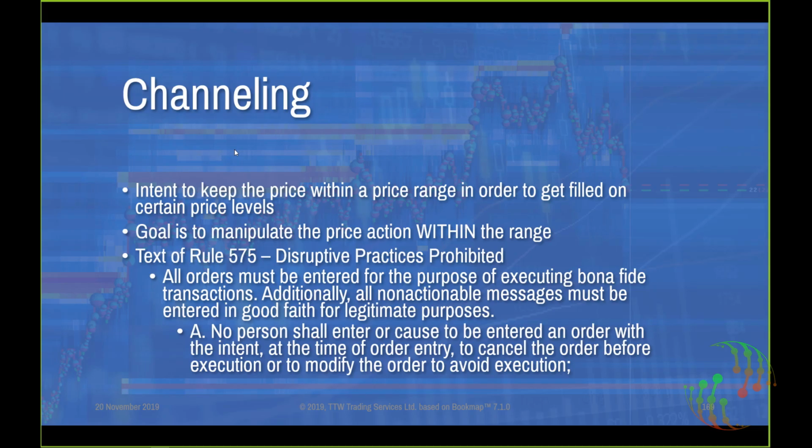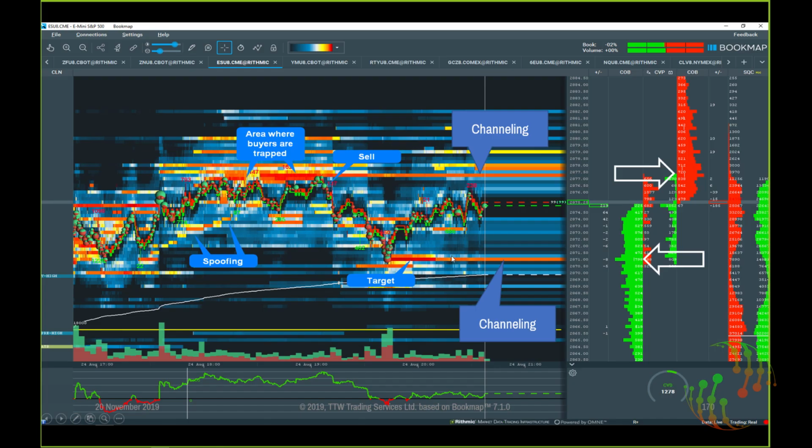And this is a disruptive practice which is prohibited. All orders must be entered for the purpose of executing bona fide transactions. Additionally, all non-actionable messages must be entered in good faith for legitimate purposes. With channeling like this one, you will see that the interesting point is the extremes of the channels here. The extremes at 77 and 78, for example, show nearly the same amount of contracts sitting at those prices.